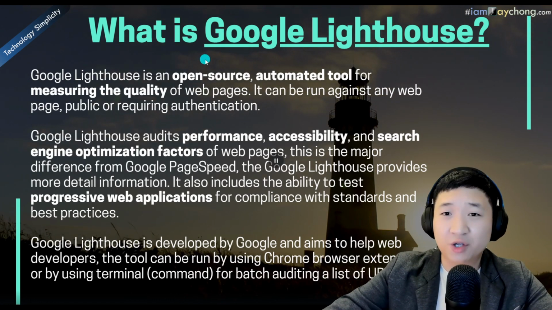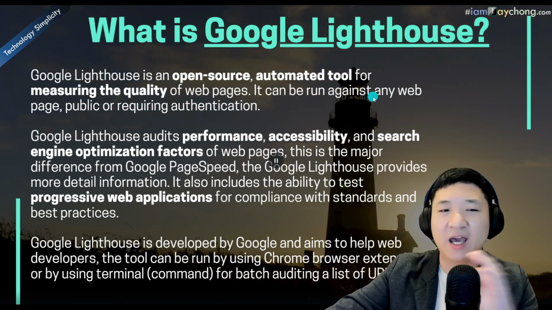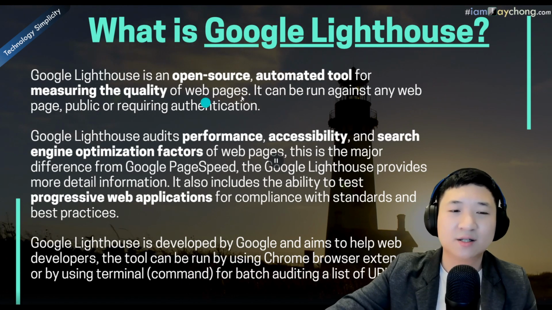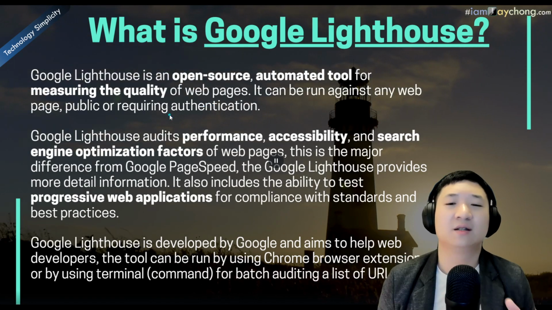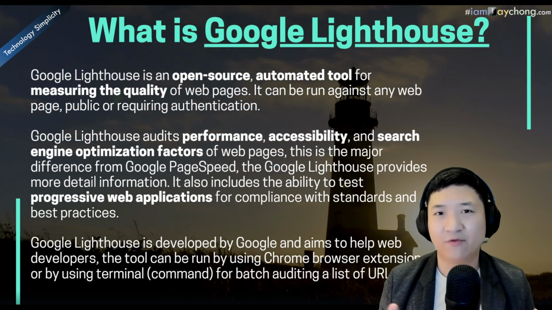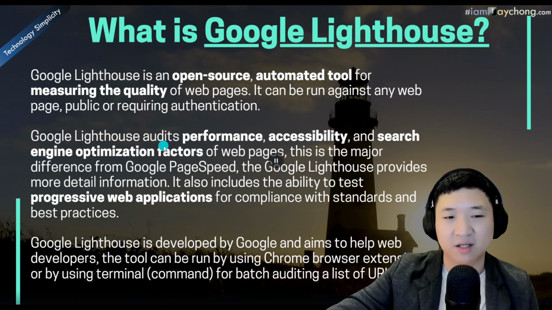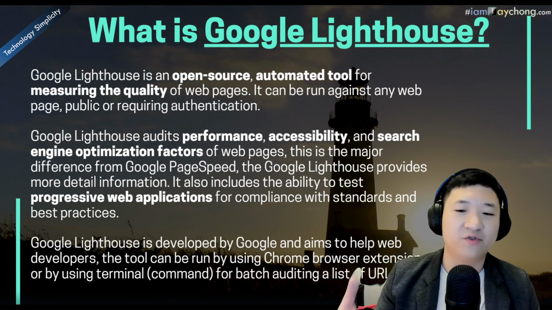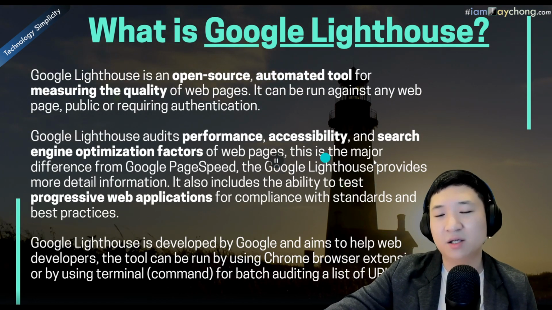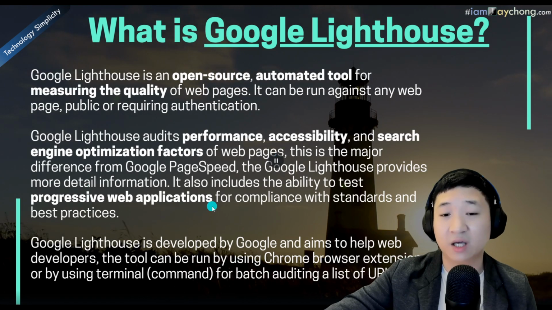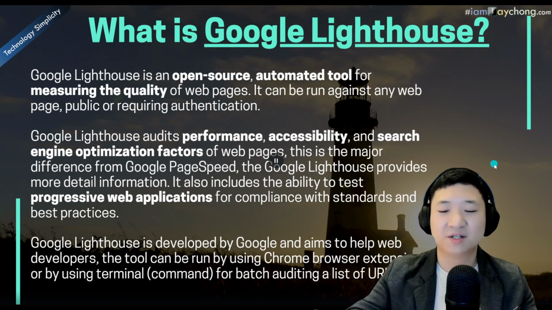Google Lighthouse is an open source automated tool to measure the quality of web pages. It can be run against any web page as long as it's public, or if you require authentication, you can do that too. Google Lighthouse audits, I would say, three parts of your web page: performance, accessibility, as well as other factors. Basically, Google Lighthouse will give you results by auditing your page. At the same time, it will test progressive web applications, compliance, or perhaps best practices.